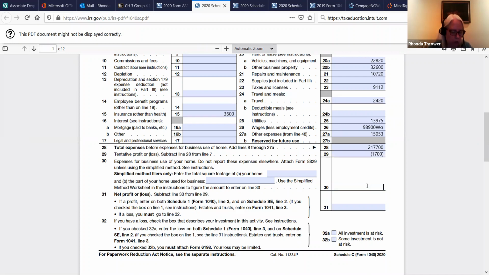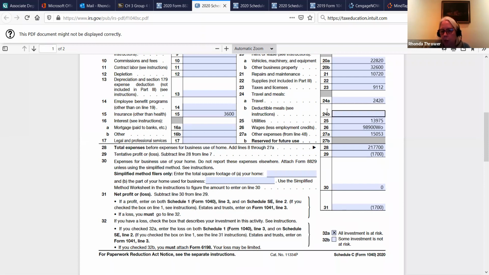So this would be 0 on 30. And then what we would do is we would subtract line 30 from 29, and we're still going to come up with 1,700 as a negative amount because it was a loss. Do you follow what I did there? And then you have to fill out 32 because you had a loss. You must go to line 32. If you have a loss, you got to check one of these things off, and all of his investments are at risk. And so that's how you fill out Schedule C.